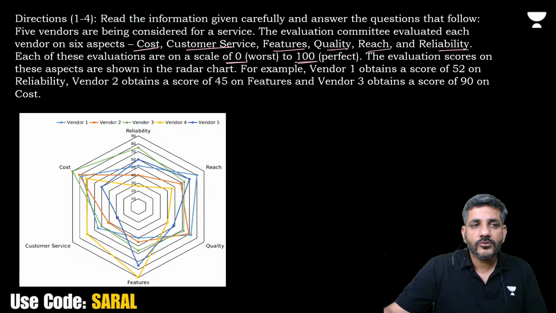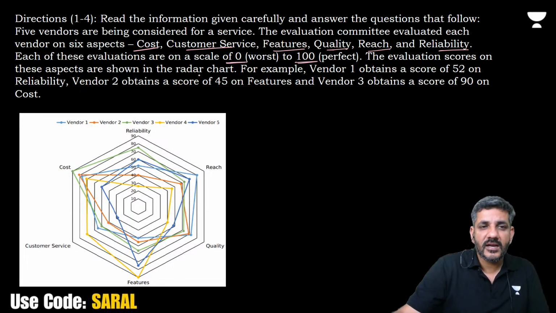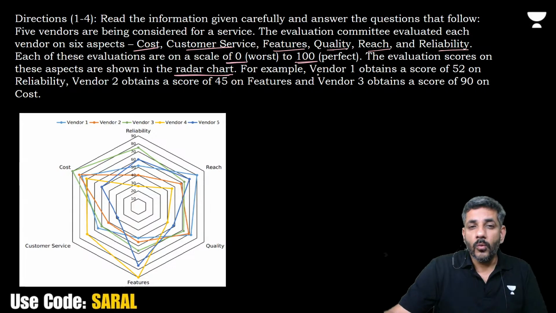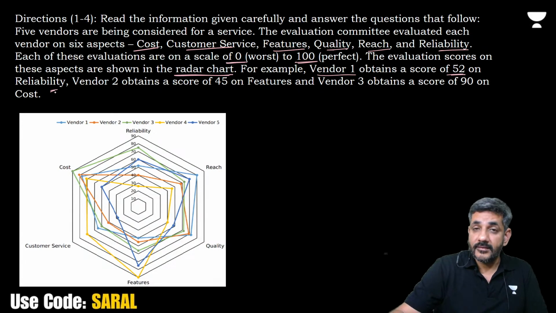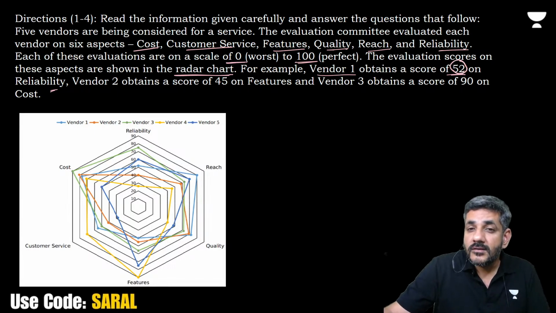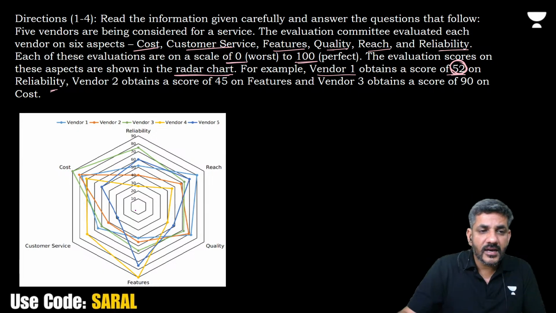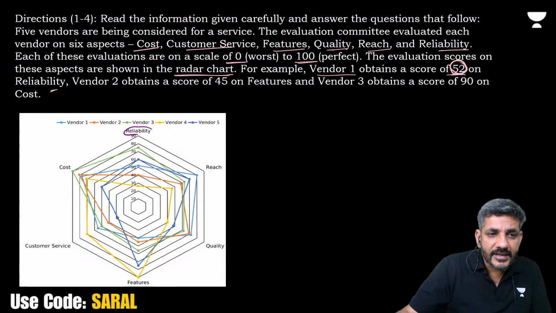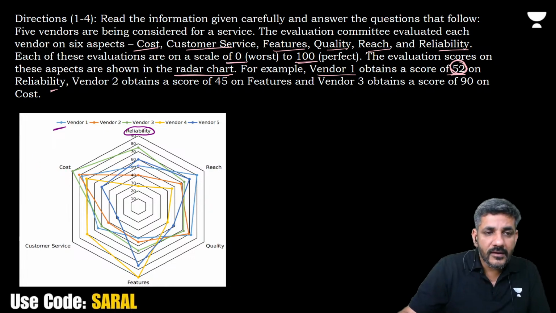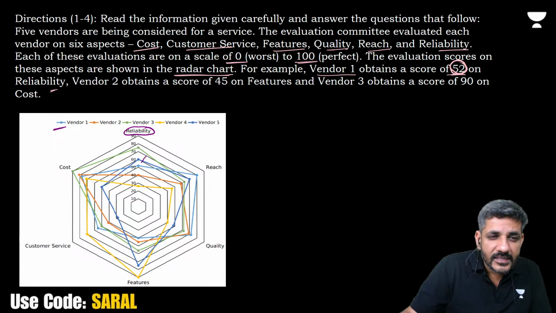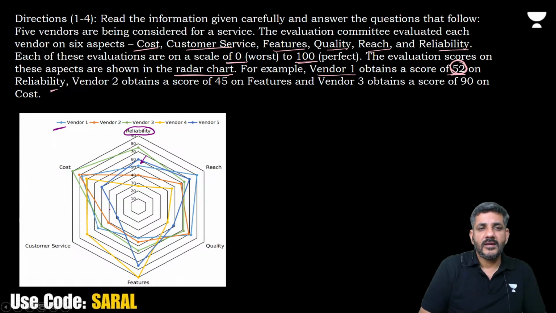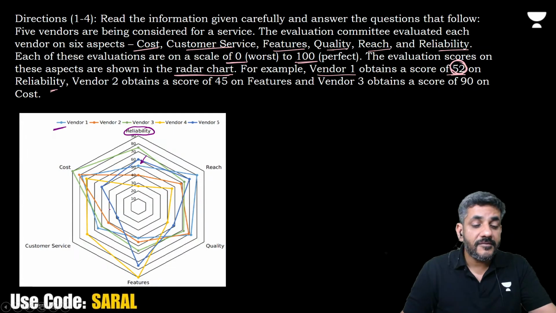The evaluation scores on these aspects are shown in the radar chart. Now they are calling it a radar chart. For example, vendor 1 obtains a score of 52 on reliability. Where is that in the graph? Reliability is here. Vendor 1 is represented by this light blue line. This light blue line is actually here that you oversee, right? He says it is 52.